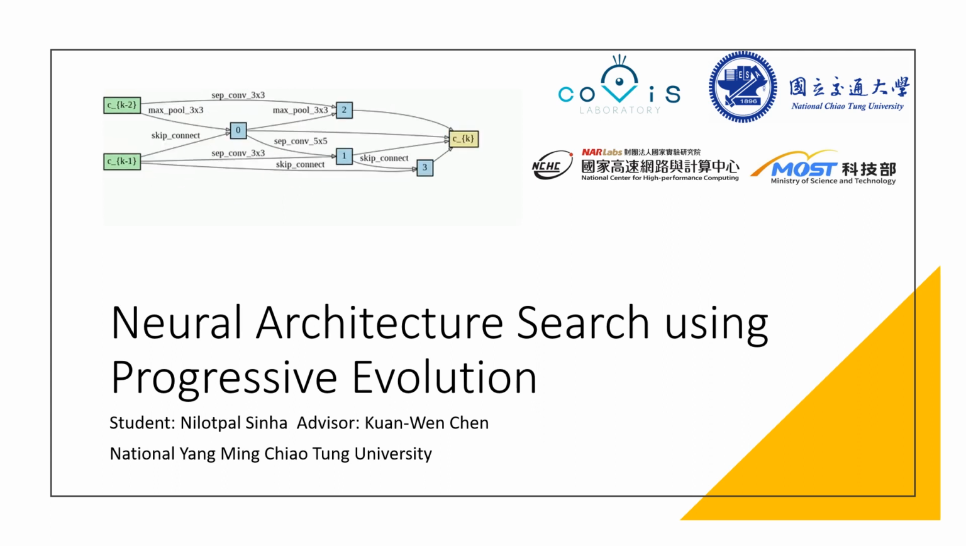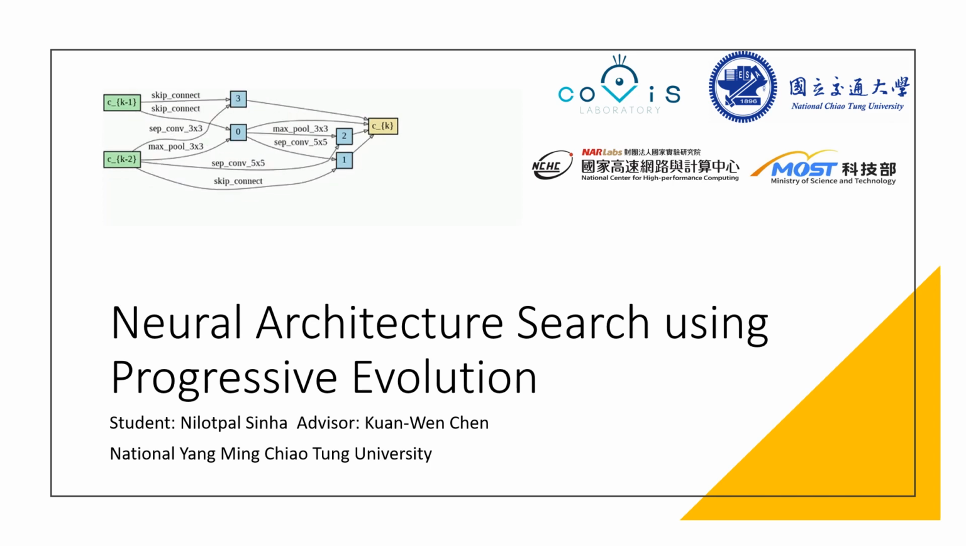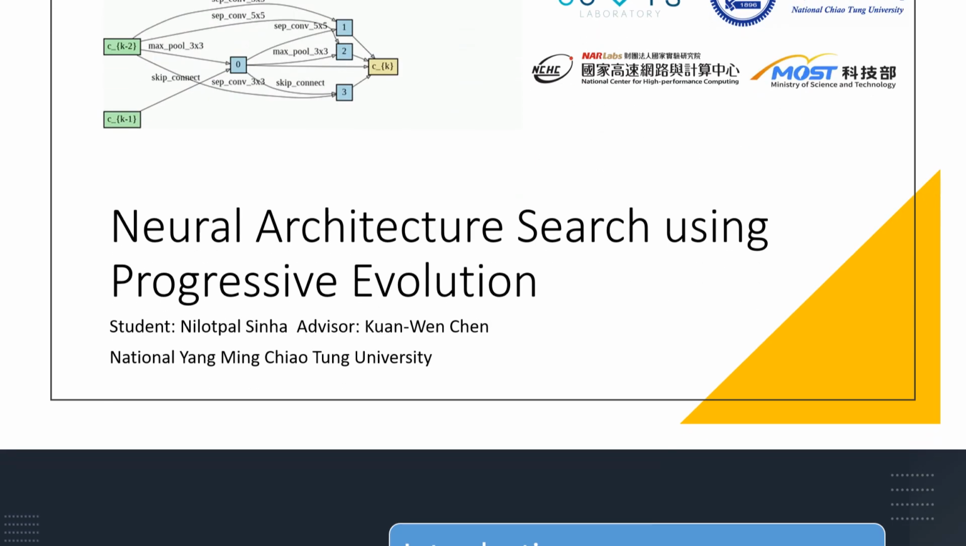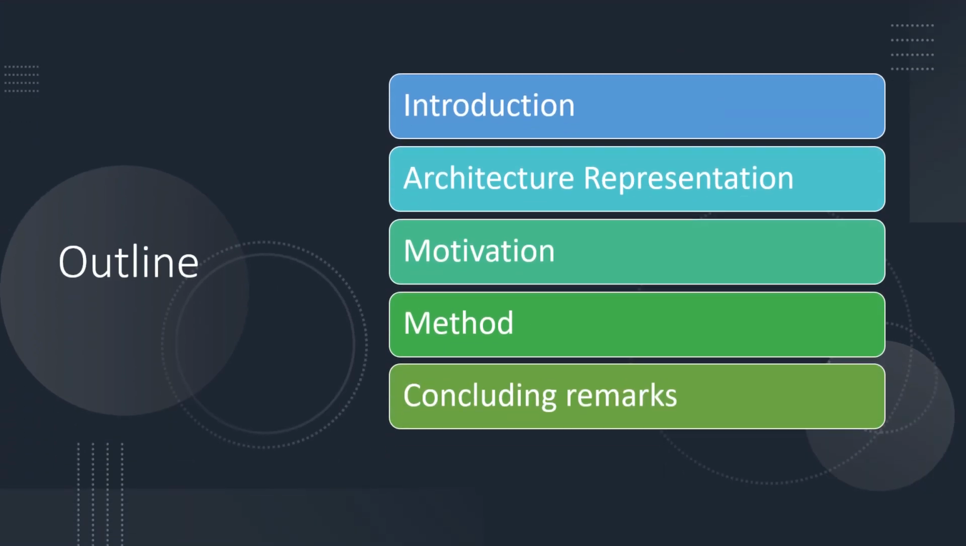Hello everyone. Today I will be presenting our work called Neural Architecture Search using Progressive Evolution. My presentation will have 5 parts. I will start with giving a brief introduction, then I will discuss the architecture representation, then what was the motivation behind this work, and then I will discuss the method, and finally I will present the concluding remarks.